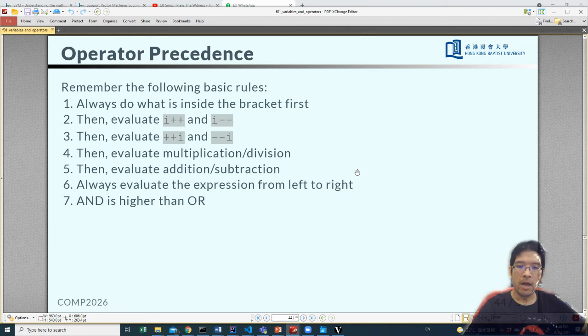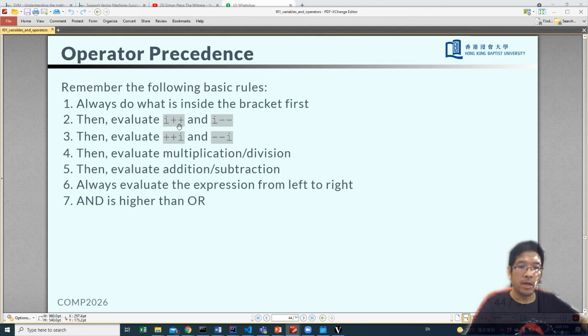And the next thing I want to talk about is the operator precedence, which means which operator will go first. Apparently, we know that the multiplication symbol goes higher than plus or minus symbols, right? In mathematics, we do that. In programming, we also do that. Whenever there is a parenthesis, we will evaluate things in parentheses first. So remember the following rules: always evaluate things in the parentheses, or the brackets, first.